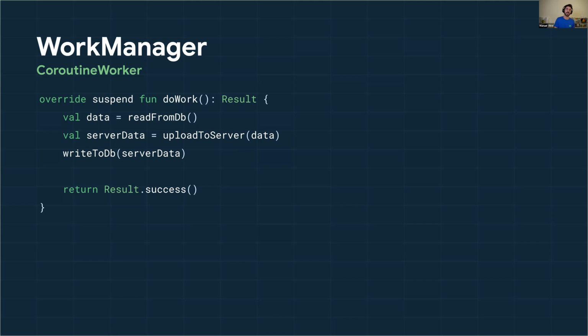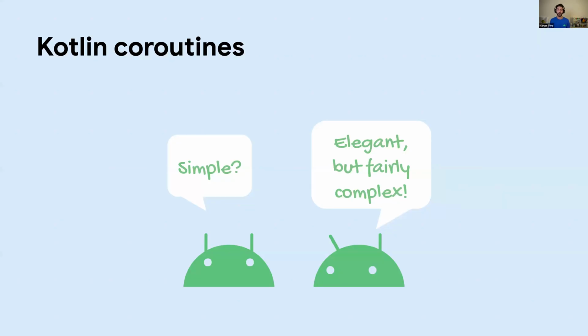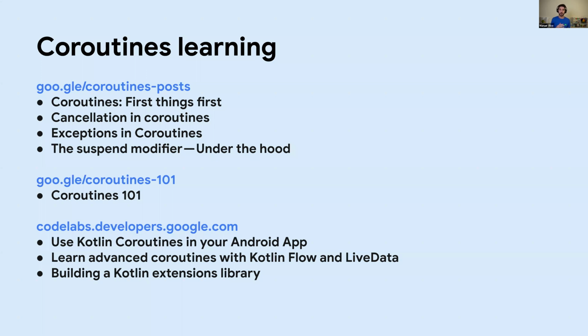So you could think that coroutines are actually quite simple, but in reality, they are not. They are an elegant solution, but it could get really complicated. So what I would recommend for you and your team is to educate. We have here a bunch of links about coroutines. We have different blog posts to see how cancellation works with coroutines, exceptions, the suspend modifier, how it works under the hood. We also have a bunch of codelabs that help you go step by step towards learning how to use coroutines in an Android application.